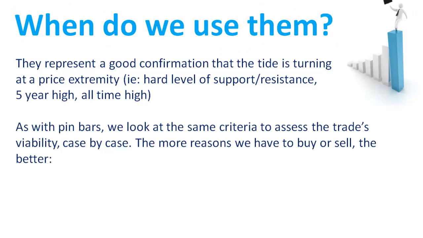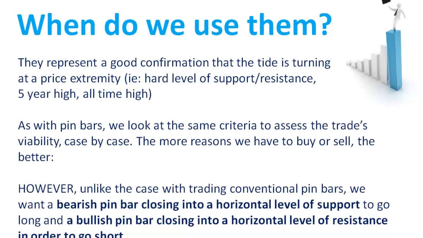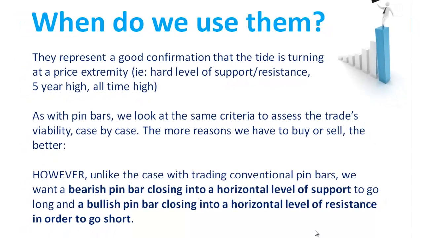So they give us a very good confirmation that the tide is turning, especially if we're triggered into the trade. It usually happens at key levels of support and resistance, all-time highs, all-time lows, 5-year highs, 5-year lows, 10-year highs, 10-year lows, or even just a box standard hard level of support or resistance, which is a level of support or resistance which has been formed and not broken over the course of a year. So we look at exactly the same criteria as pin bars in order to validate the trade. However, I will say that this strategy works a lot better when we're looking at range bound markets here. It's not quite so effective in trending markets.